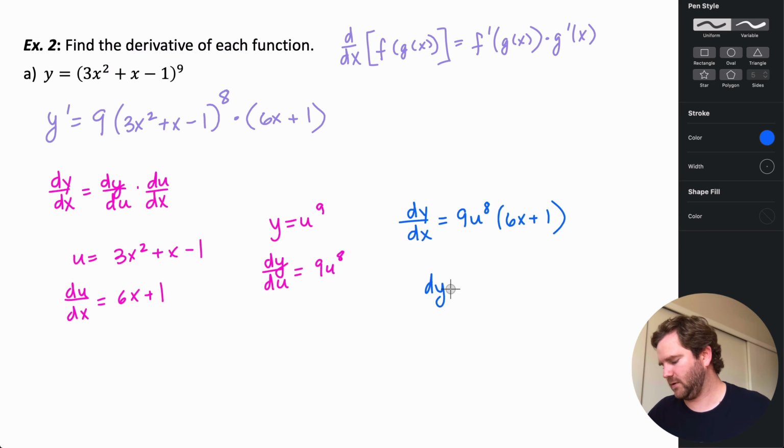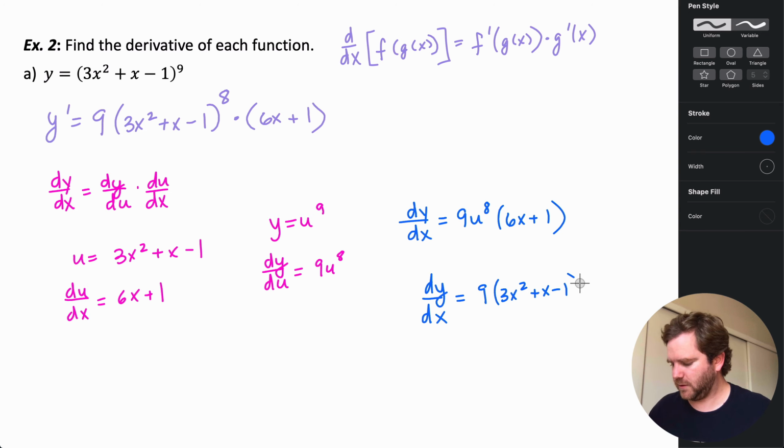So then I get that the derivative of y with respect to x is equal to 9 times (3x squared plus x minus 1) to the eighth, all times (6x plus 1).